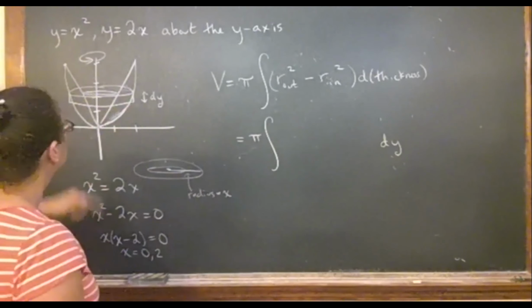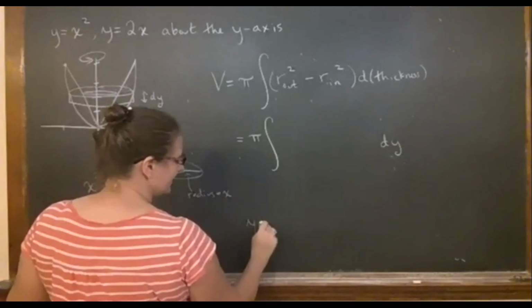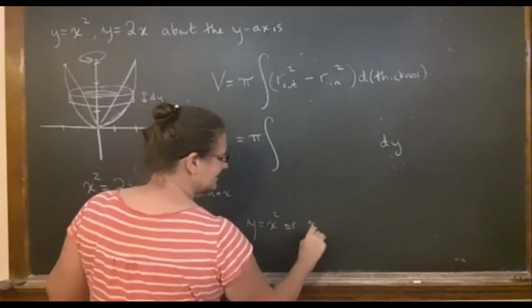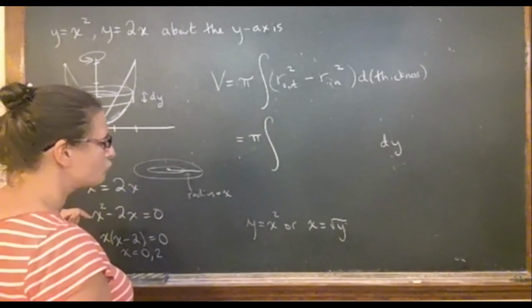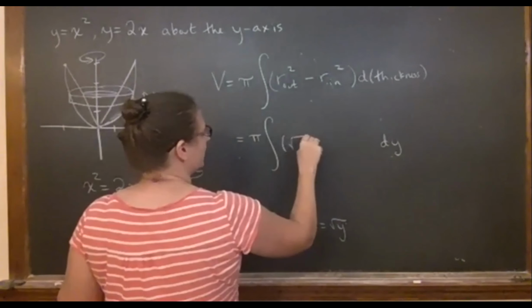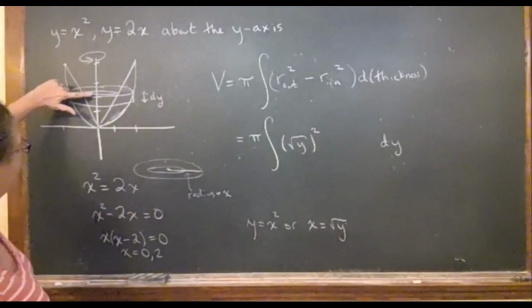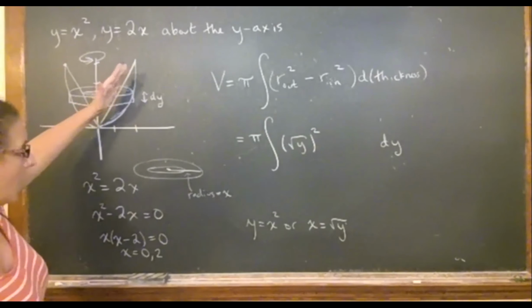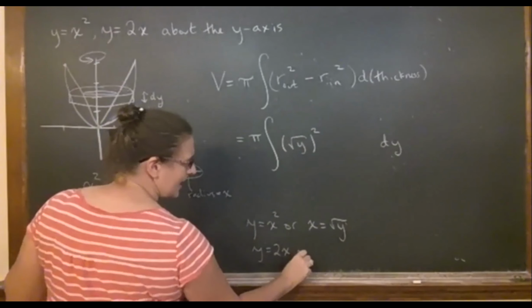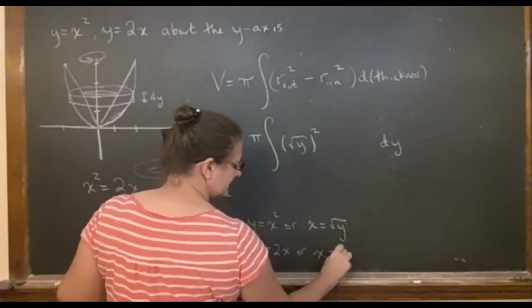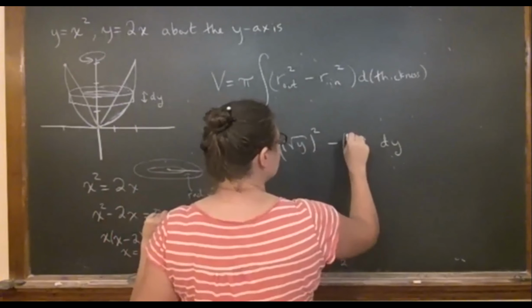Okay? So my outer curve is the x squared curve, so that is y equals x squared, or x equals square root of y. And so that would be here, square root of y, squared. That's the outer radius. And the inner radius is just going to be the distance to the line. So that is y equals 2x. And if I solve it for x, then I get x equals y over 2. So I want to subtract that, like so.